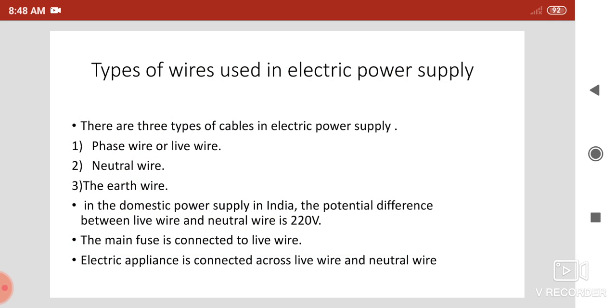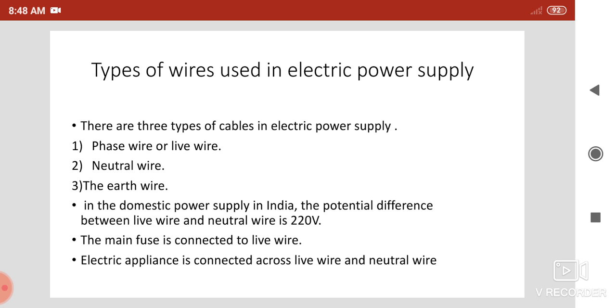Now see, we have seen that when we are using electricity, there are connections. Here we get the connection from the Maharashtra State Electricity Board, the MSEB. When we are taking these connections, three types of cables or three types of wires are used.